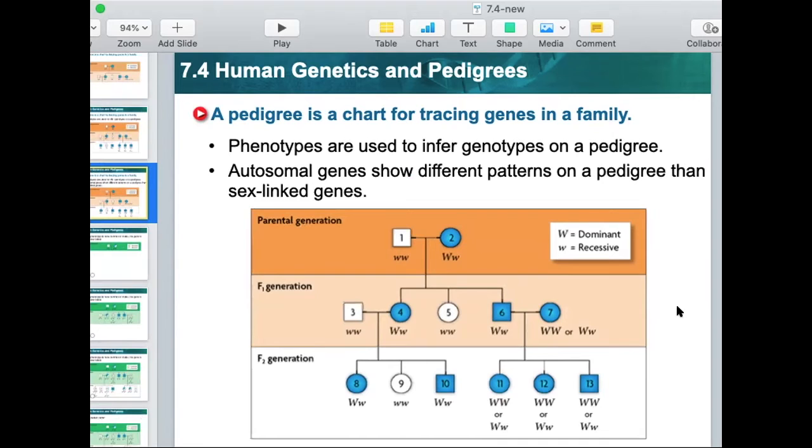What we can also think about is whether it's autosomal or sex-linked. So we would count up how many boys have this trait, how many girls have this trait. If there's a huge difference in number, then we would think it's sex-linked.